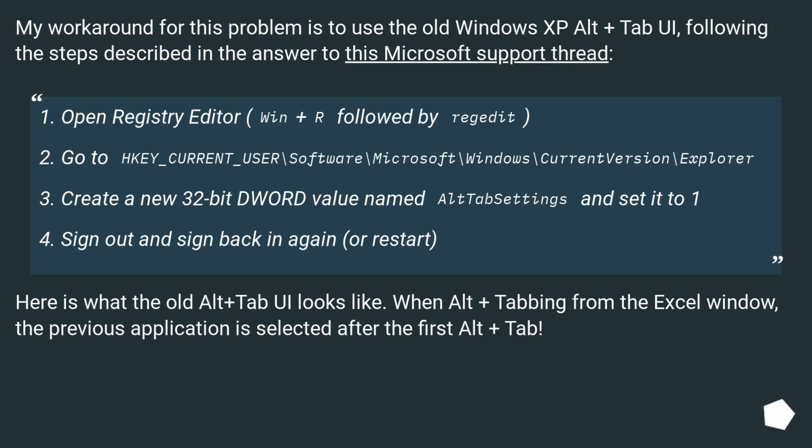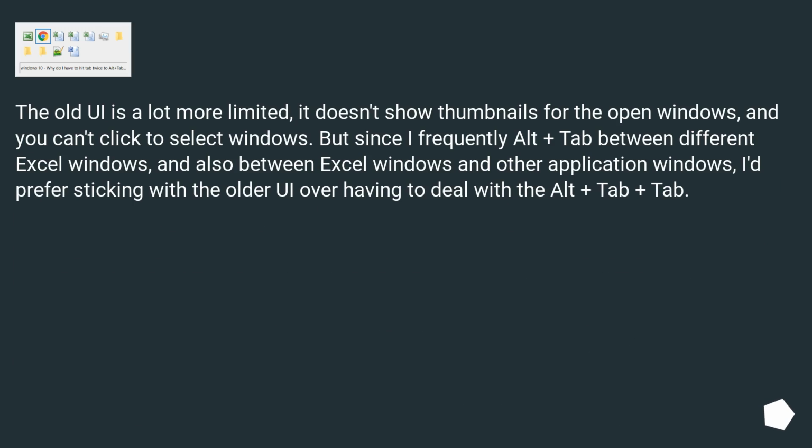Here is what the old Alt+Tab UI looks like. When Alt+Tabbing from the Excel window, the previous application is selected after the first Alt+Tab. The old UI is a lot more limited. It doesn't show thumbnails for the open windows, and you can't click to select windows. But since I frequently Alt+Tab between different Excel windows, and also between Excel windows and other application windows, I'd prefer sticking with the older UI over having to deal with the Alt+Tab+Tab.